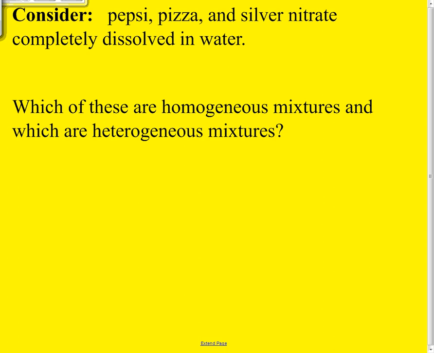Here we go. Let's see what you think. You got Pepsi, pizza, and silver nitrate. Oh, let me rephrase it. You have some Pepsi, you have some pizza, and the third one is you have silver nitrate completely dissolved in water. Which of these are homogeneous mixtures and which are heterogeneous mixtures? Okay, I'll give you a few seconds to consider this.